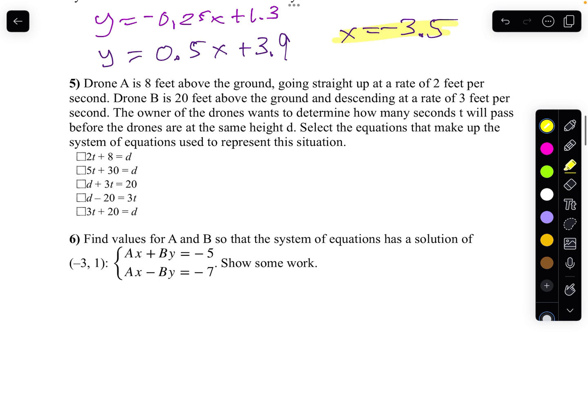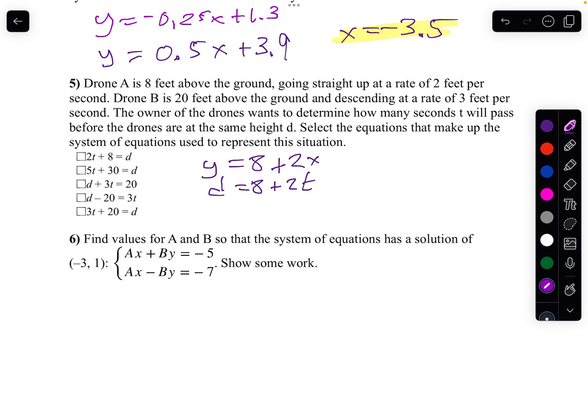On number 5, we just want to write our two equations here, kind of like we did in question number 3 and 4, but it's a word problem. So drone A is 8 feet above the ground and is going straight up at 2 feet per second. Now, the one thing I should say is we want to use D and T on here, so my distance is 8 plus 2t.